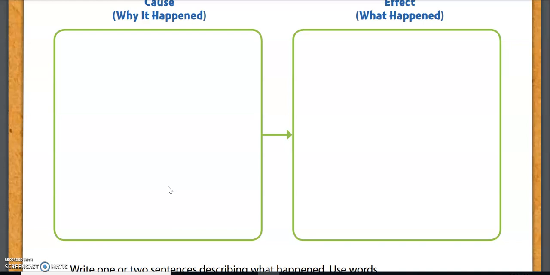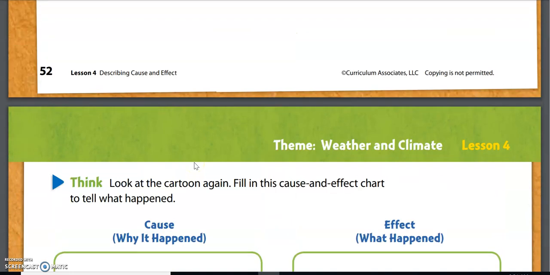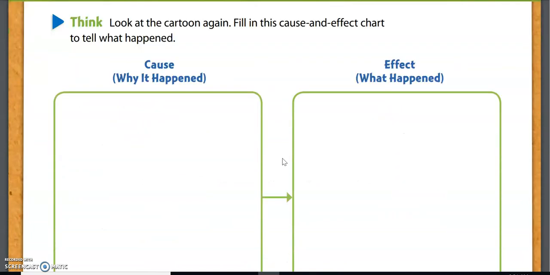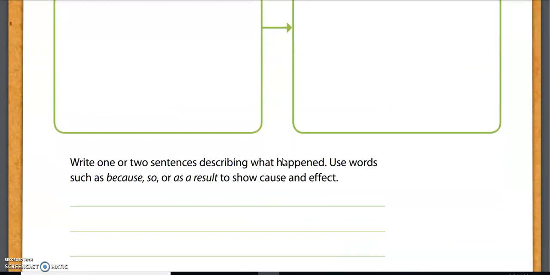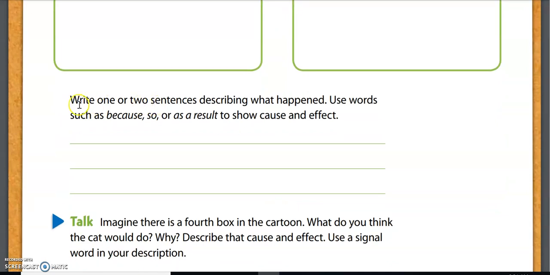All right. So, what did you write as what the cause was? If you wrote that the cause was that Henry blew it up too much, you're right. Excellent. Give yourself a high five. Now, let's transition. We want you to write 1 or 2 sentences describing what happened. Use words such as because, so, or as a result to show cause and effect.